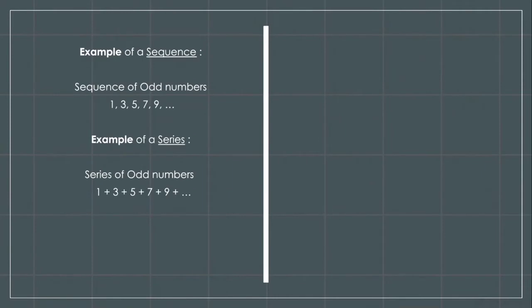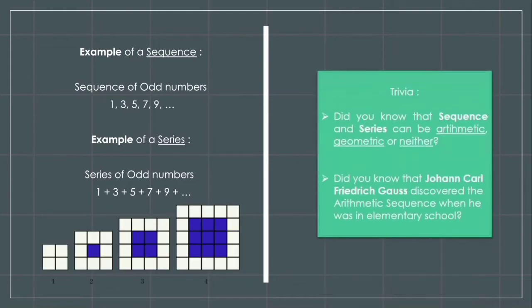An example of a sequence is the odd numbers: 1, 3, 5, 7, 9, and so on. An example of a series, for the odd numbers, is 1 plus 3 plus 5 plus 7 plus 9, and so on. Fun fact: did you know that sequence and series can be arithmetic, geometric, or linear? And Johann Carl Friedrich Gauss actually discovered the arithmetic sequence when he was only in elementary school. Pretty amazing if you ask me.